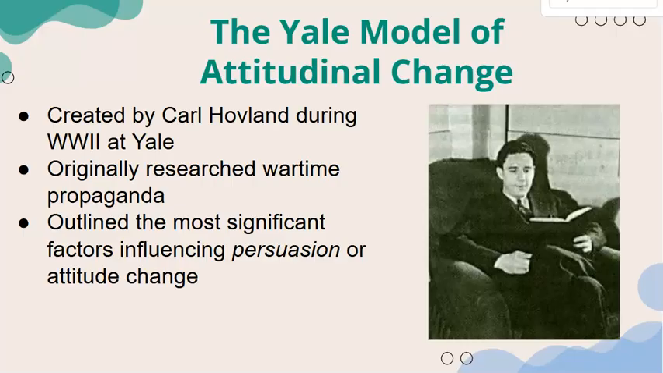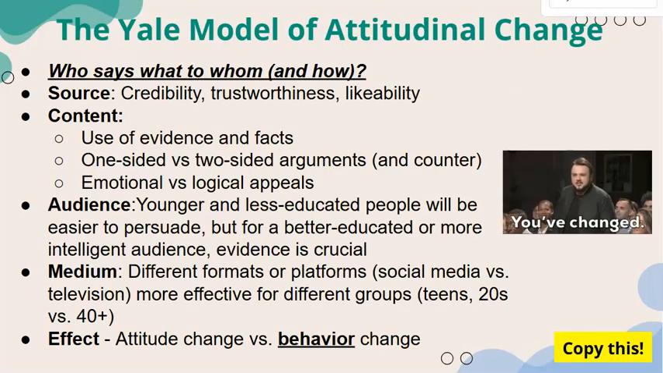This was created by Carl Hovland and his associates who were working at Yale University. And during World War II, they were doing research into wartime propaganda. And at first, this was a model of what the factors are that influence persuasion or attitudinal change. How do we actually change people's minds? The thing to memorize for this is who said what to whom and how.